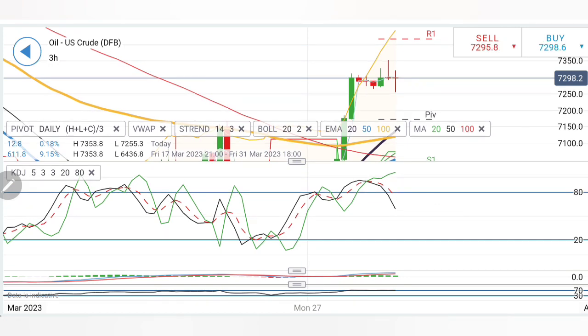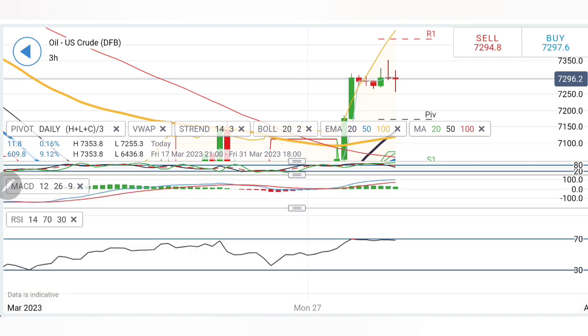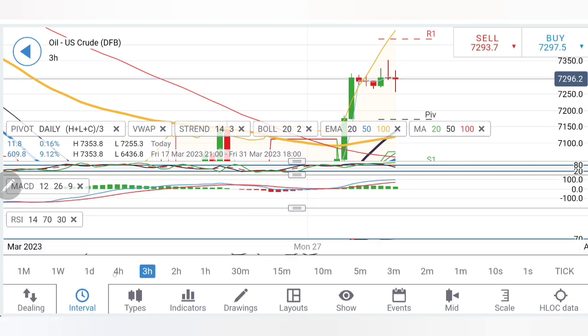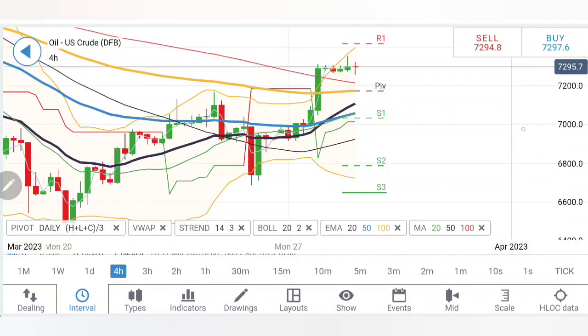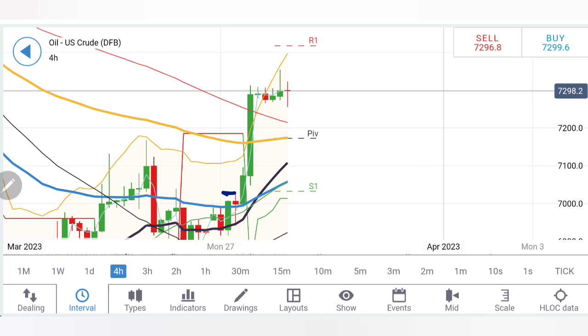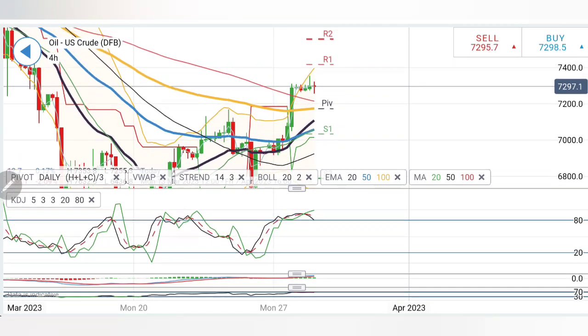The stochastic is looking down, it was overbought. MACD is trying to converge a bit. It is in green, it is bullish. RSI is still trading near overbought levels. And if you look at the 4 hour charts closely, very strong bullish candles, and now it is just trying to consolidate. It tried to breach on the downside. I will wait for a breakout above either 73.5 or below 72.5. In between this zone, certainly you should not take any position for this $1.